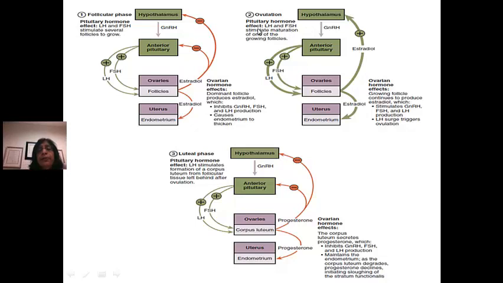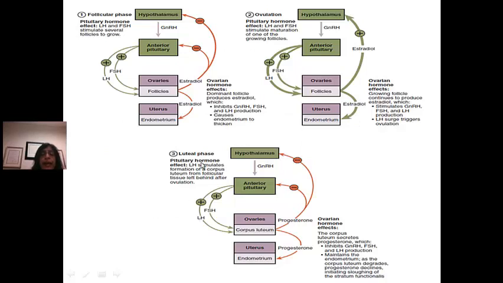Pituitary hormone effect, LH and FSH stimulate maturation of one of the growing follicles. Notice here, there are high levels of LH and FSH on the follicles, and they secrete more estrogen and more hypothalamic GnRH, more pituitary hormone. So this is a positive feedback effect that triggers the surge of these hormones we talked about earlier, and then the proliferation of uterus through the effect of estrogen.